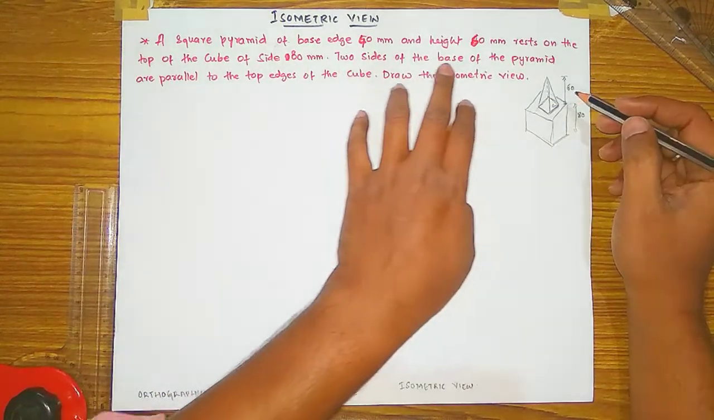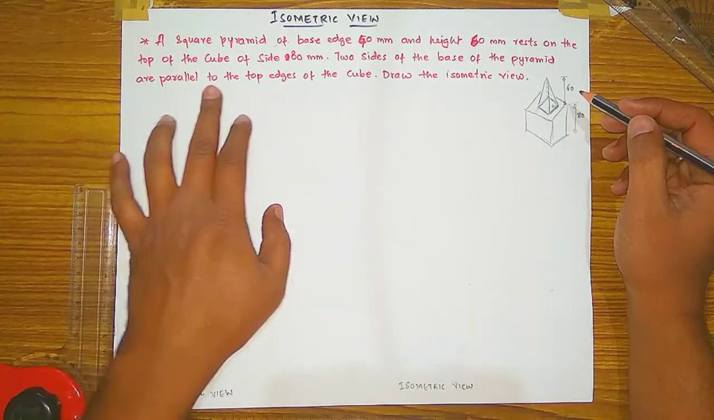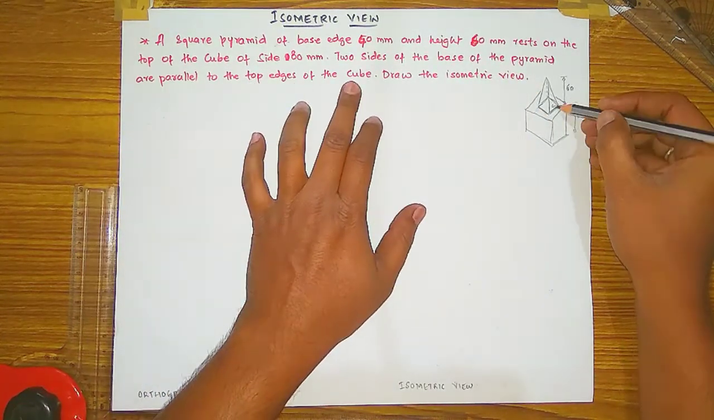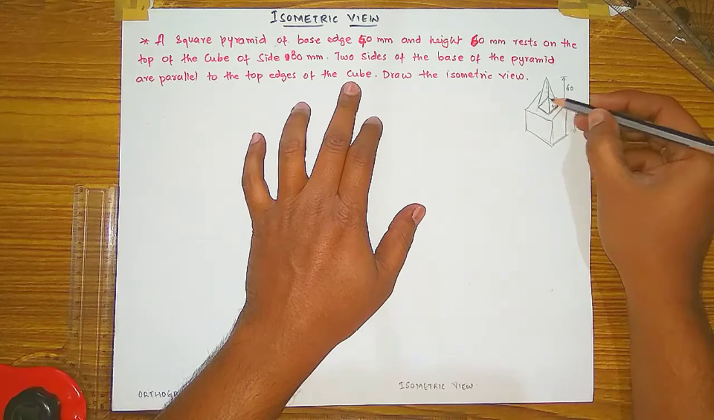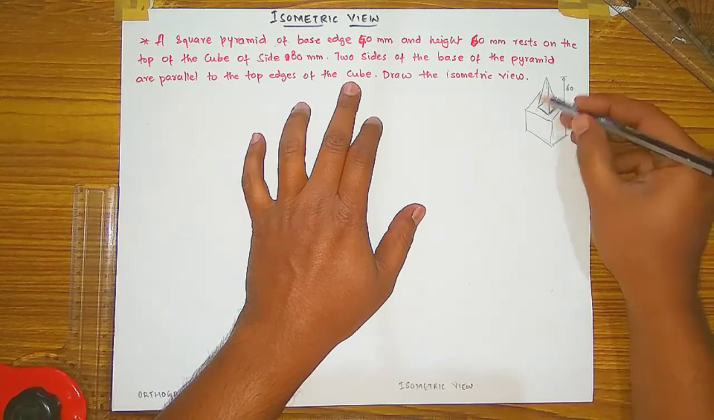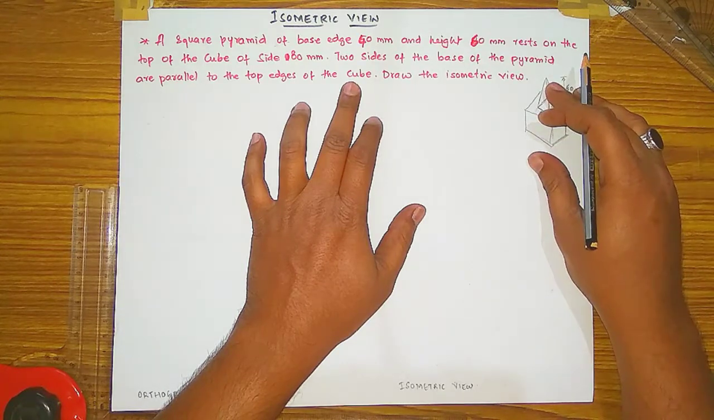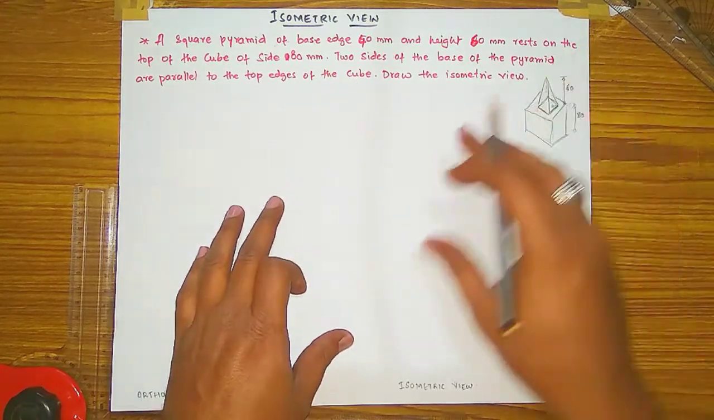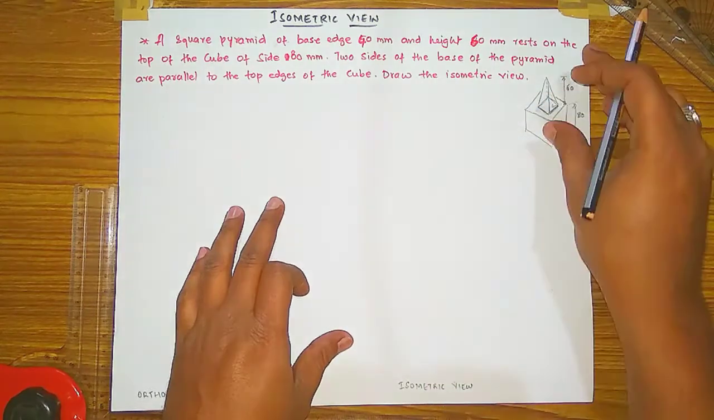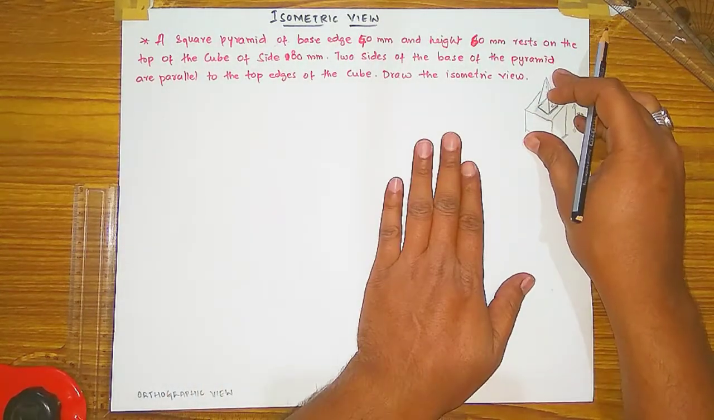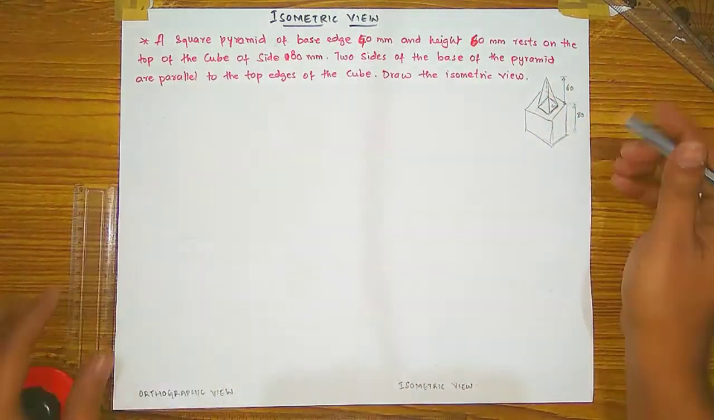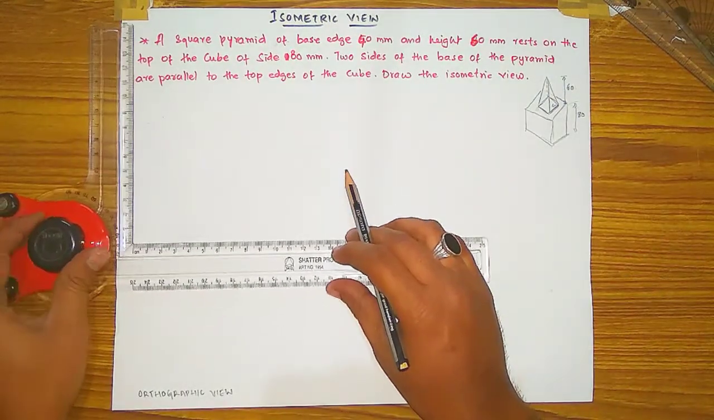So two sides of the base of the pyramid are parallel to the top edges of the cube. Means two base sides of this square pyramid are parallel to your cube. So this is the isometric view of this problem. So you have to draw this isometric view, and before drawing it, first you have to draw the orthographic view. So how to draw this orthographic view, I will show you.